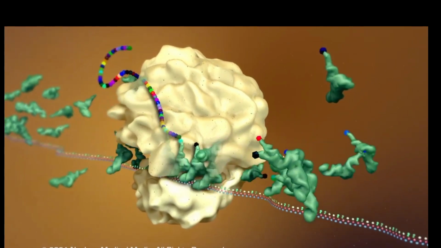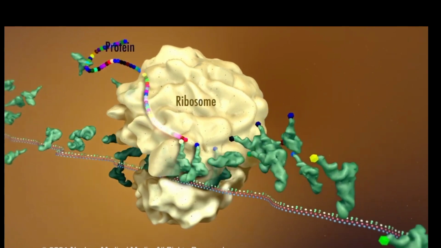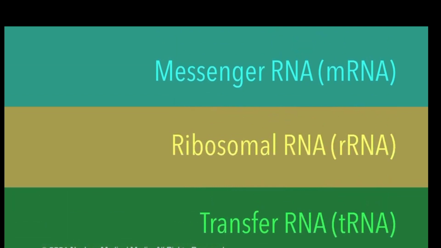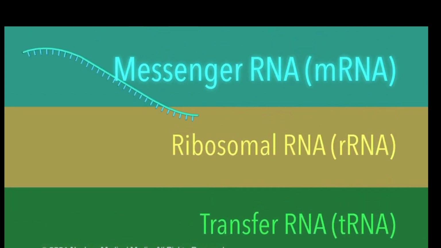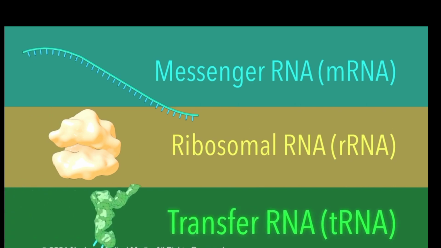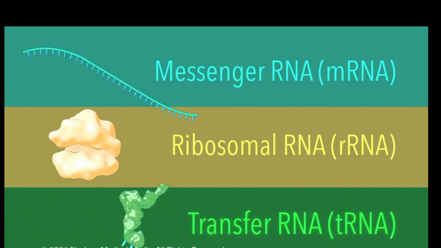And RNA uses these varied instructions to build all the proteins a living organism needs. There are three types of RNA: messenger RNA, referred to as mRNA, ribosomal RNA, referred to as rRNA, and transfer RNA, referred to as tRNA.